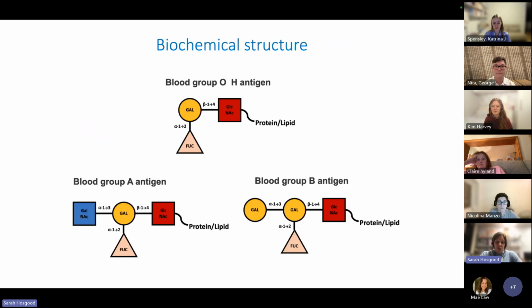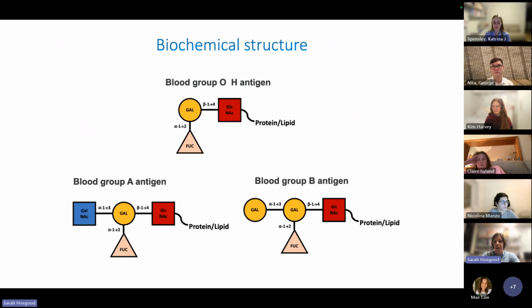So really, we've been trying to solve this problem, and to do that, let's go into a little bit of background about the biochemical structure of these blood group antigens. If you have blood group O, you have an H antigen on the cell surface, represented at the top. If you're blood group A, you have an A antigen, and in blood group B, you have this B antigen, depicted by the blue square on the A antigen and the circle on the B.